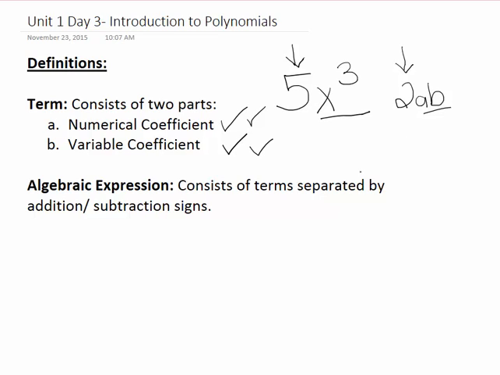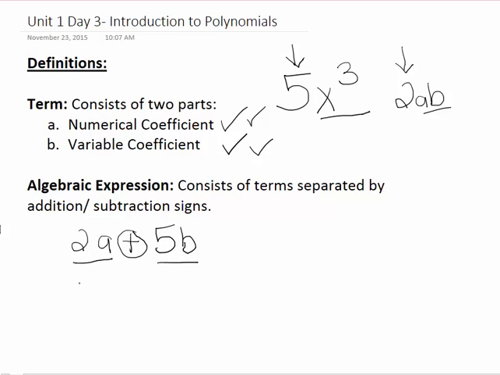Our final definition is algebraic expression, which consists of terms separated by addition and subtraction signs. For example, an algebraic expression would be 2a plus 5b, because it consists of two terms, our 2a and our 5b, separated by an addition sign. Another example would be 3x squared plus 5x plus 4, because again we have 1, 2, 3 terms separated by two addition signs.